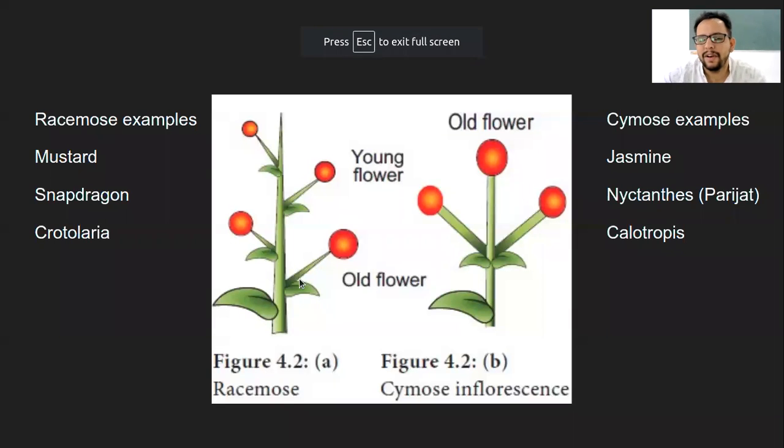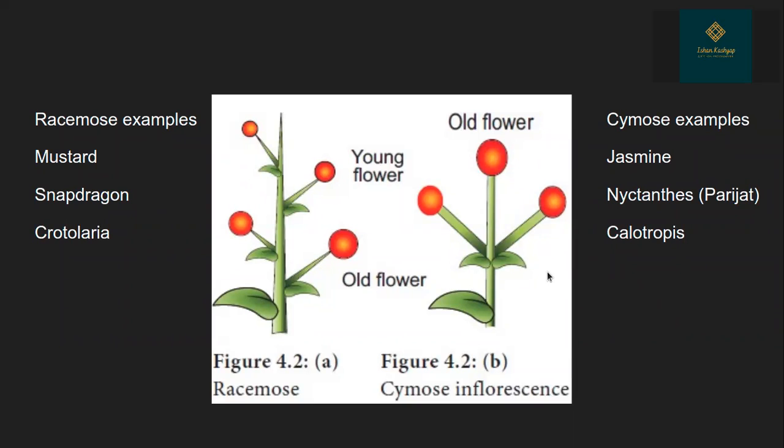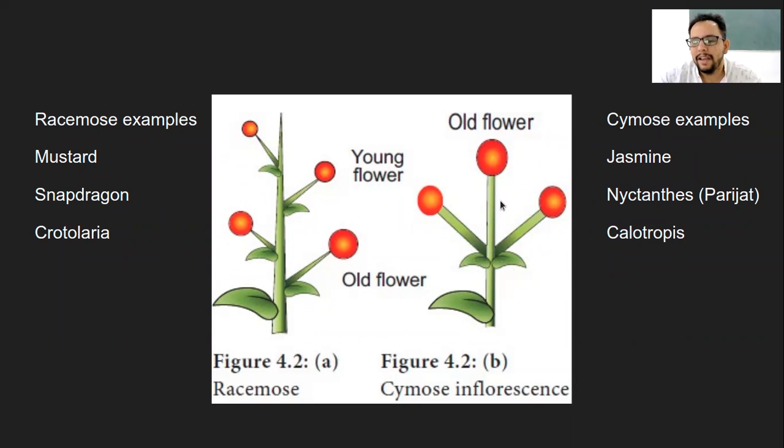Okay, so these are the 2 different types. In racemose, you have the older flower at the base, and the younger ones at the top. And in cymose, you have exactly the opposite. That is, the younger ones are at the base, and the older ones are at the top, or at the apex. In this case, we don't say top and bottom. We usually say apex and base, the reason being that apex is the tip of the branch, and that way it is more scientific than the top part. I use top just for simplification to understand something.